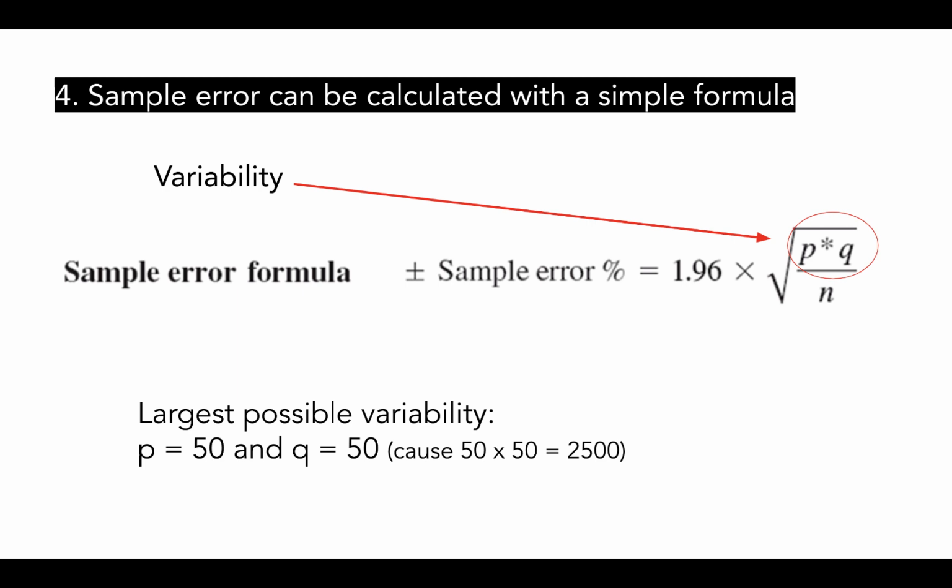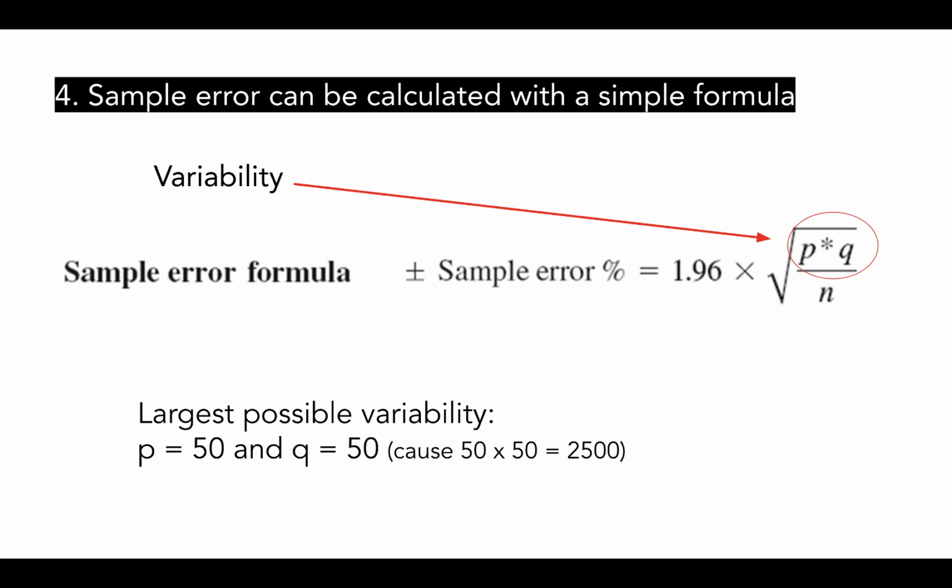So why does this matter? Variability being in the numerator of the fraction means that if you have high variability, so if your numerator is large, you're going to need a larger sample size. So in the denominator of the fraction is sample size. You're going to need a larger sample size to compensate for that high variability if you still want to keep the outcome of your fraction small, if you still want to keep your sample error small.